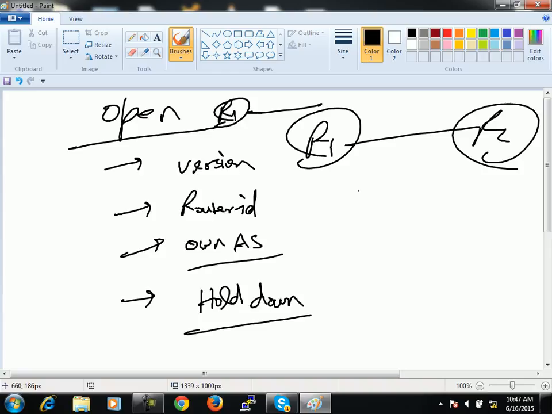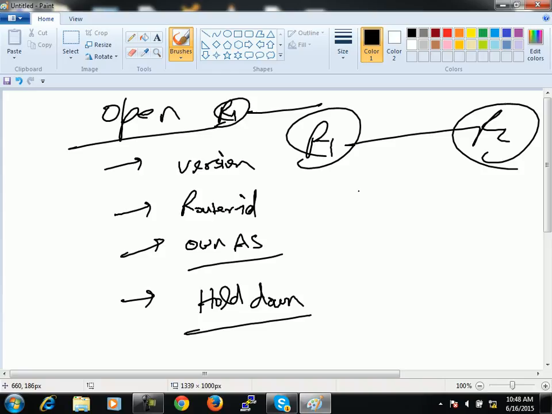Now, whenever R2 sends its own open message to R1, it will specify its own AS. At that moment, R1 will compare that AS which came in the open packet with the AS which you configured in the neighbor command. If both of them are mismatched, then of course it will show you that your peer is in the wrong AS.